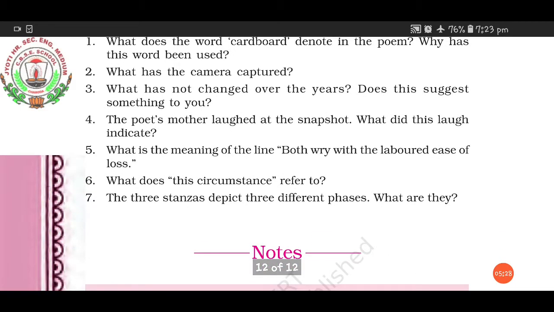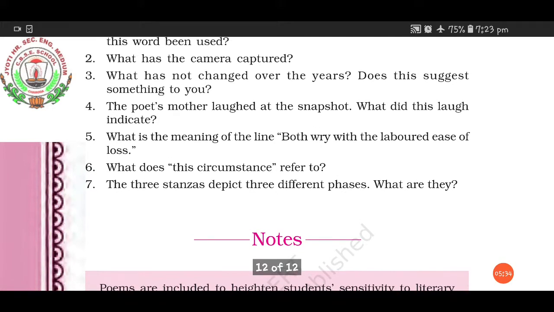The next question, the fifth one: what is the meaning of the line "both ride with the labored ease of loss"? Can you let me know? Both ride with the labored ease of loss.